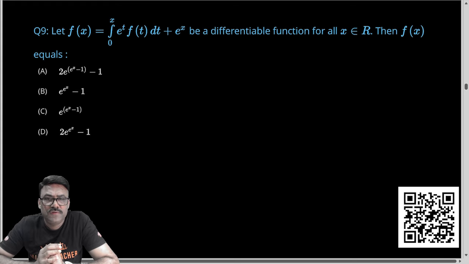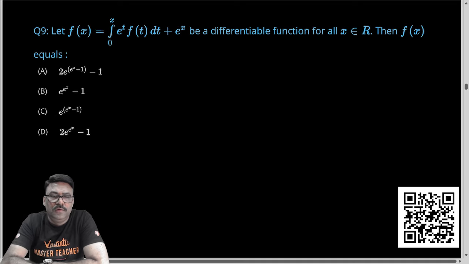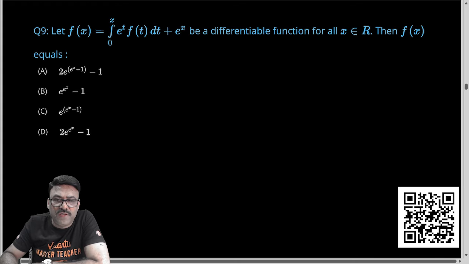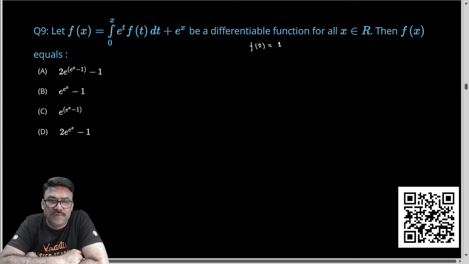Next question is based on differential equations, or you can say integral equations, functional equations. f(x) is this function, and you have to find the function f(x). In these functional equations, if I put x equals 0, f(0) will be what? The integral from 0 to 0 is 0, and e raised to 0 is 1. So f(0) is 1 here.